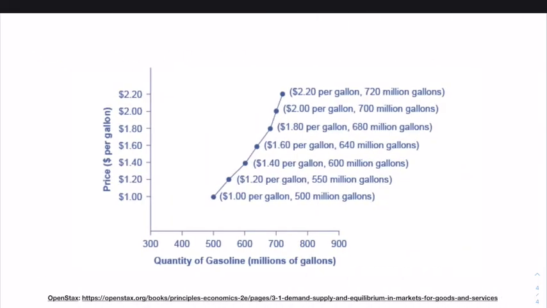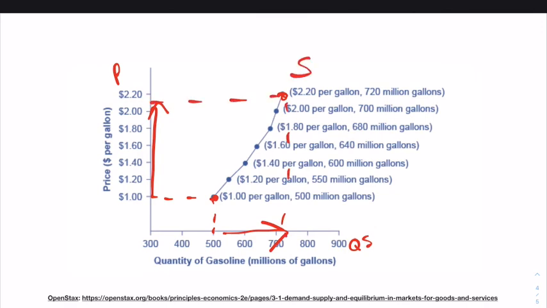And if you look over in the textbook, you'll find something that looks very similar. So we start off at this point here at $1 and 500. And if we want to increase price, then we're also going to have to see an increase in quantity supplied, moving away from 0. Showing our positive relationship and our supply line. And that is supply.